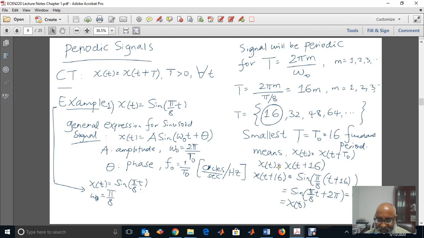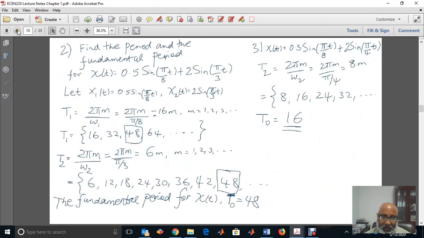So if I substitute t plus 16 instead of t into x of t, then I have sine of pi over 8 times t plus pi over 8 times 16. Pi over 8 times 16 is 2 pi. So I have sine of pi over 8 times t plus 2 pi, which is equal to sine of pi over 8 t. Why? Because sine and cosine are periodic with 2 pi. Pi means 180 degrees, so 2 pi is 360 degrees. Remember this. So 16 is the fundamental period.